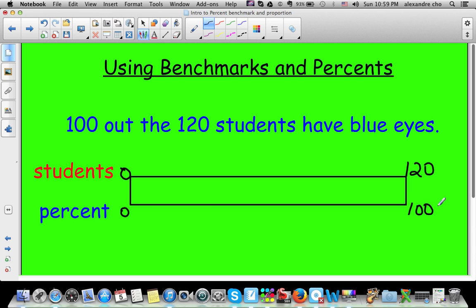So the statement says 100 kids out of 120 students have blue eyes. So I guess in this particular question, we want to know what the percent is. Think about it this way. There were 120 questions on the test and you got 100 correct. What was your grade? 80%, 90%, 82? Same thing, different scenario. So, press pause, try to do it on your own, come back.